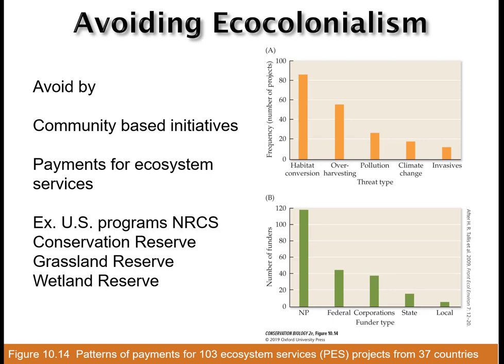Some examples of programs come from the NRCS in the U.S., which is the Natural Resources Conservation Service. They have programs for farmers called Conservation Reserve, Grassland Reserve, and Wetland Reserves, where they'll actually pay farmers to take portions of their land out of production of an agricultural commodity, and in turn they have to promote a certain amount of grassland, wetland, or other diversity in these areas, and put them on reserve from agricultural practices.